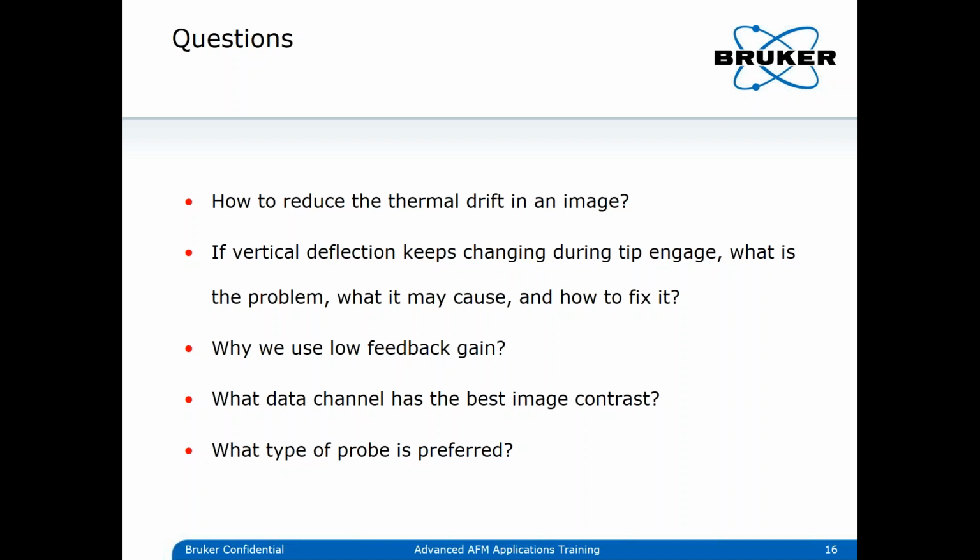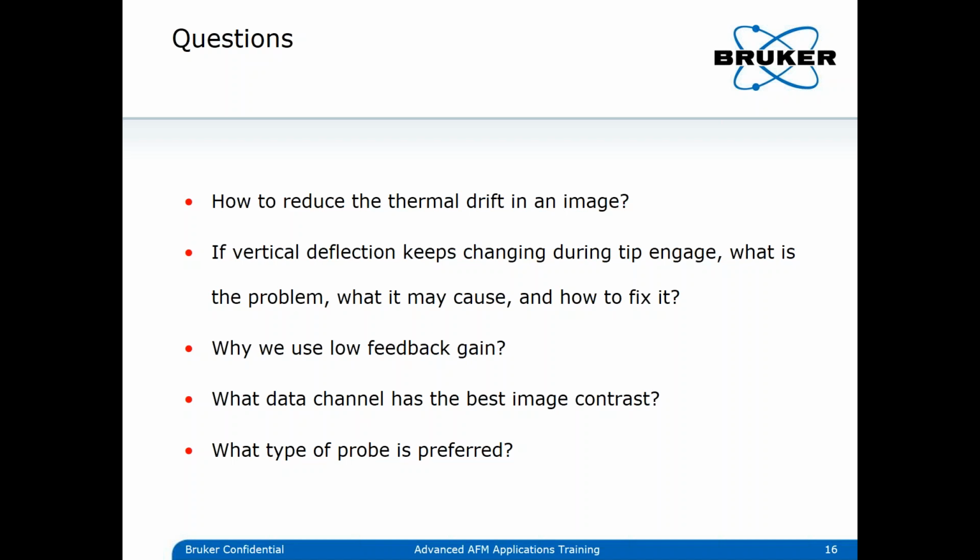Why would we use a low feedback gain? Again, to keep the force constant, then you can more easily see the atoms. And what data channel has the best image contrast in contact mode? Again, this is the friction mode. And what kind of probe is preferred?